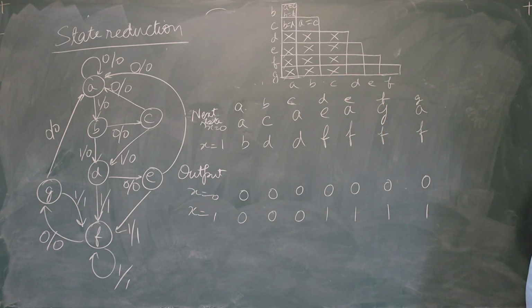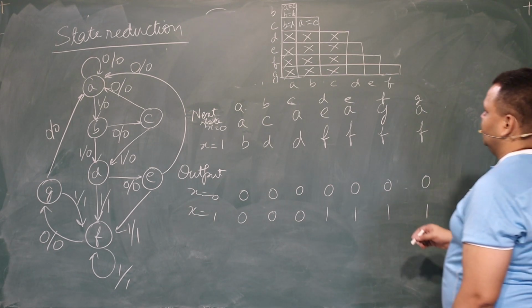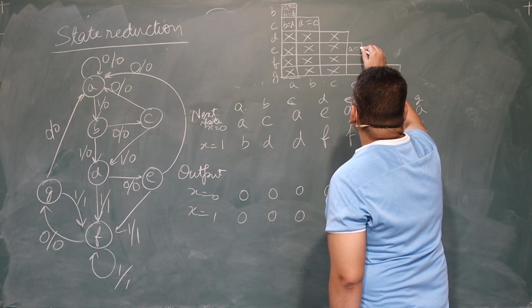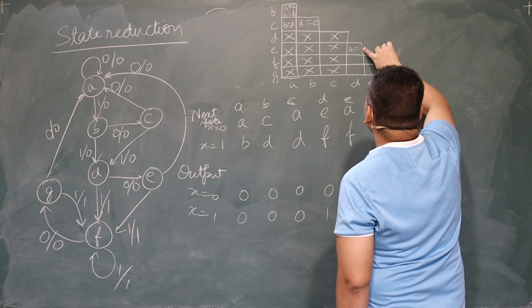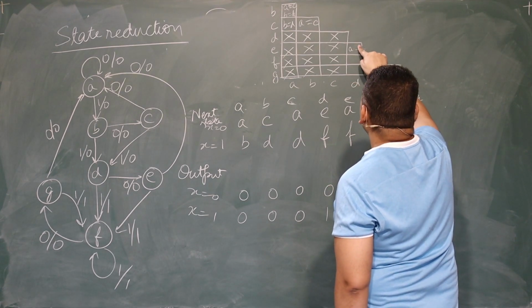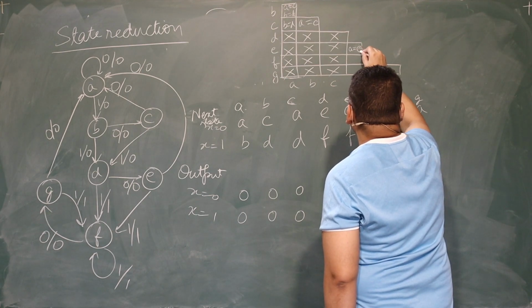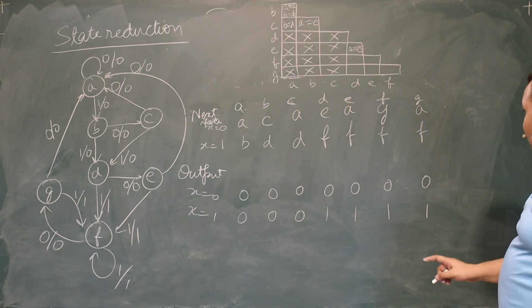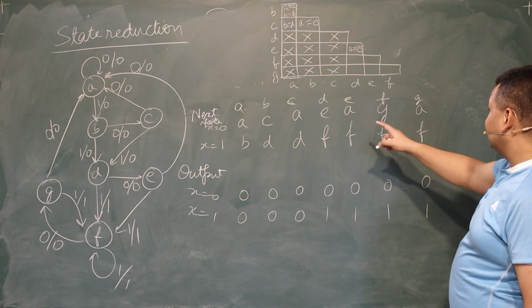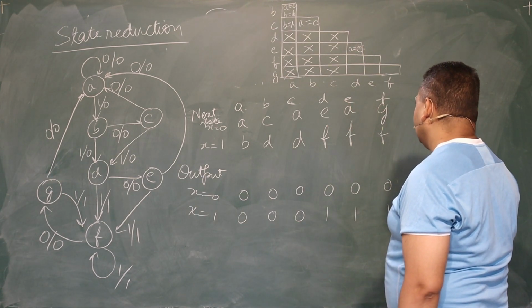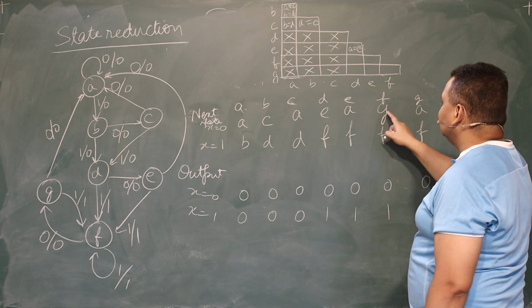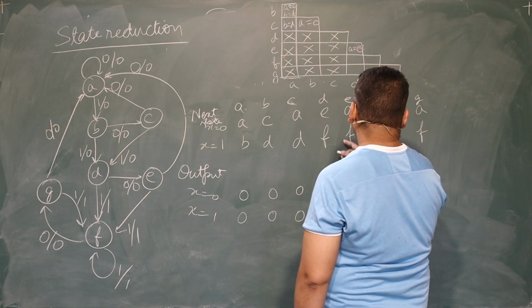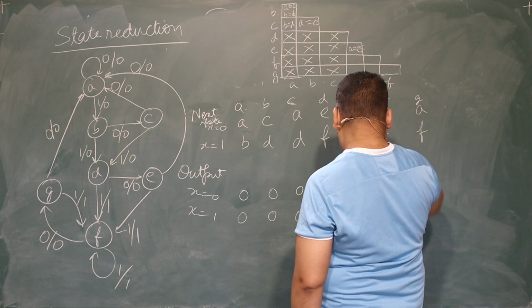What about D and E? If A is equivalent to E, then there is a possibility that D and E might be equivalent. What about next D and F? It will depend on E and G. Is that all right? DF. Yes, sir. Outputs are the same.